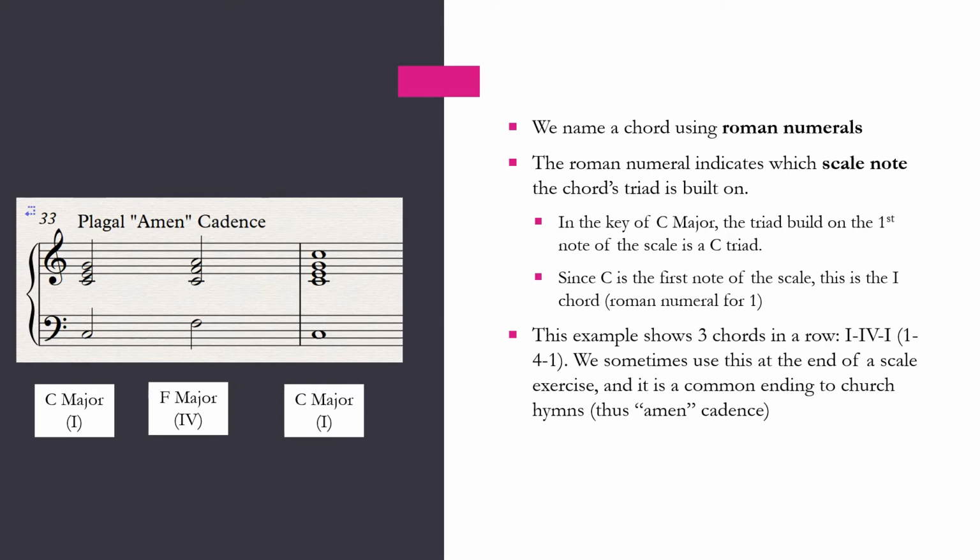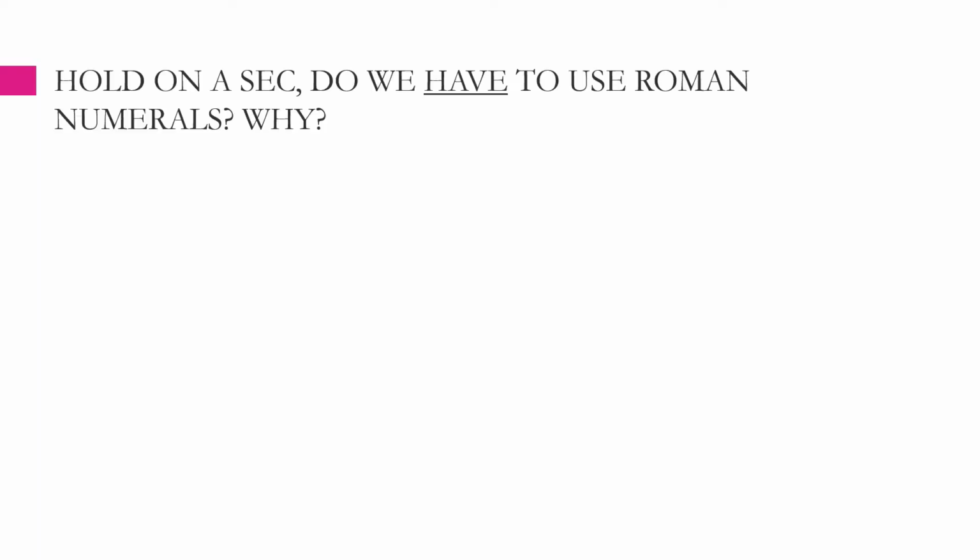This 1-4-1 motion is something that we often use in our classes at the end of a scale, which is why I'm showing it, because we're a little bit more familiar with it instead of using an actual chord progression. It's really commonly used at the end of hymns in Christian churches, and because of that, it's a very familiar sound, and we can feel it as a sort of amen at the end of a song. So we often use this in our scales to familiarize ourselves with that sound.